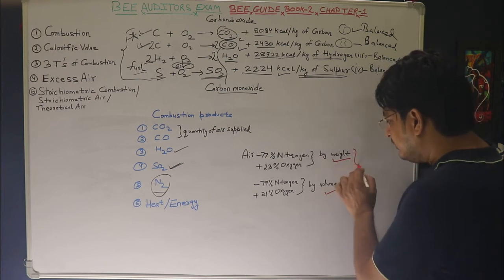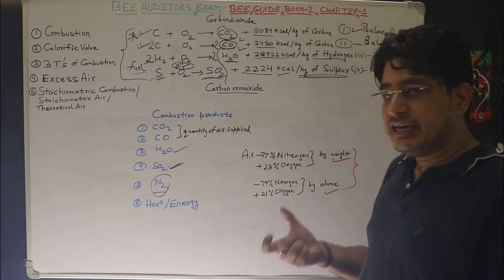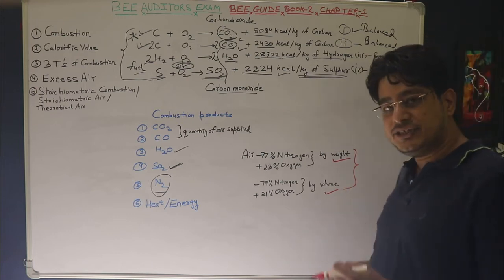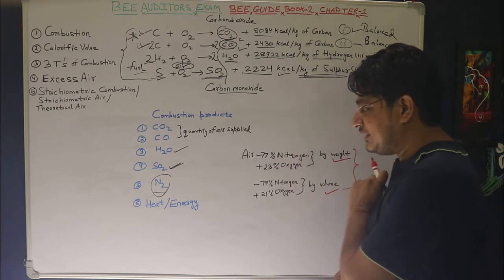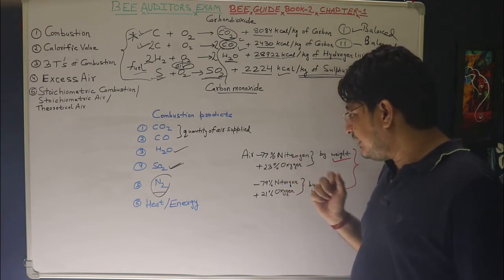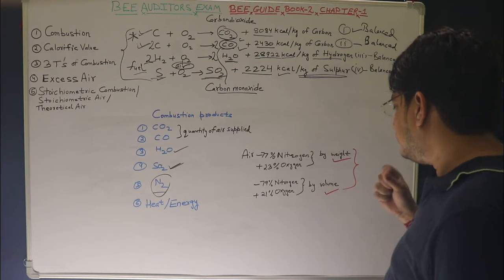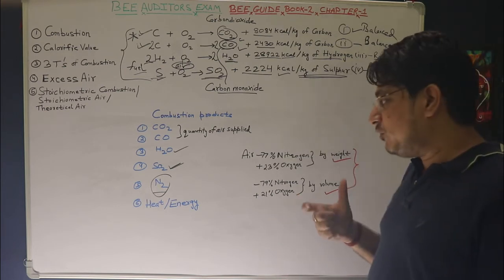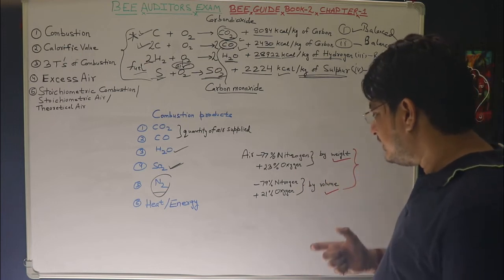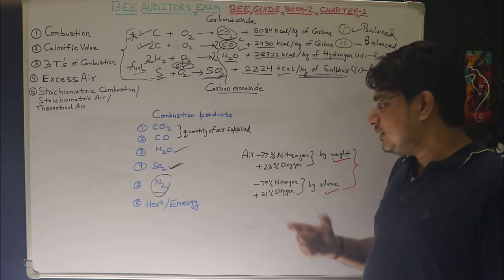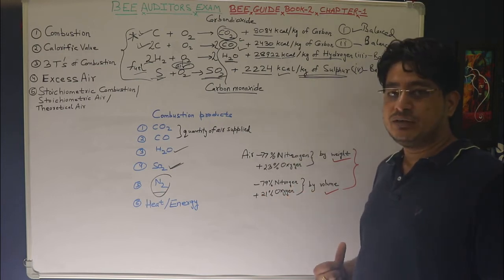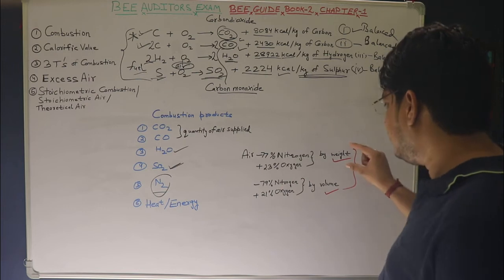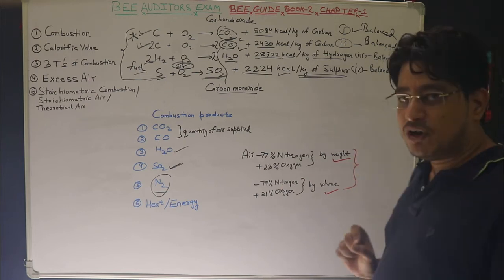What is the difference between these two? Suppose we have 100 kg of air, then we will say that in 100 kg of air we have 77 kg of nitrogen and 23 kg of oxygen. And if I say we have 100 liters of air, it means that in 100 liters of air we have 79 liters of nitrogen and 21 liters of oxygen. So this is the difference between the by weight and by volume concepts.